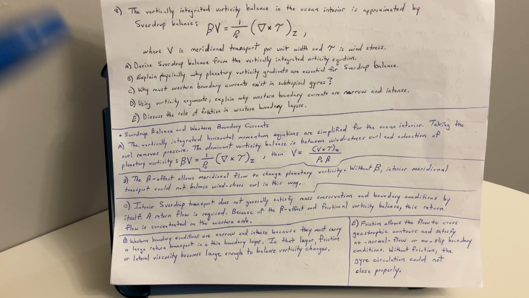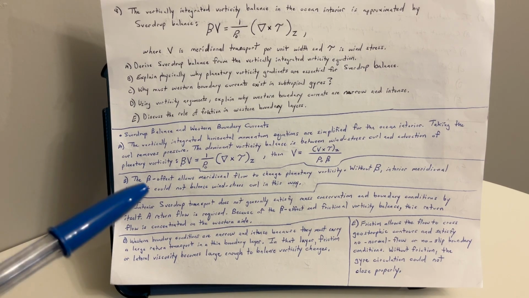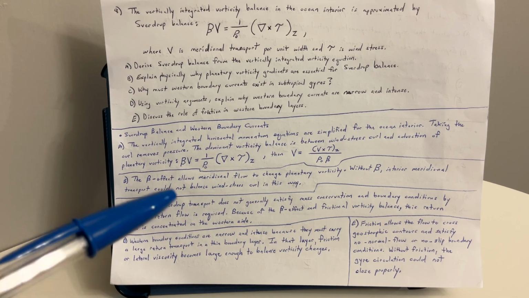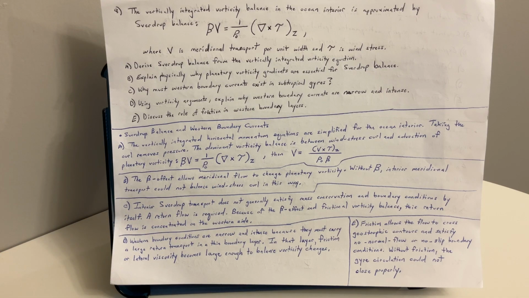B, explain physically why planetary vorticity gradients are essential for Sverdrup balance. Okay, so for letter B, this beta effect allows meridional flow to change planetary vorticity, and without that beta, interior meridional transport could not balance wind stress curl in this way. Some people say meridional.